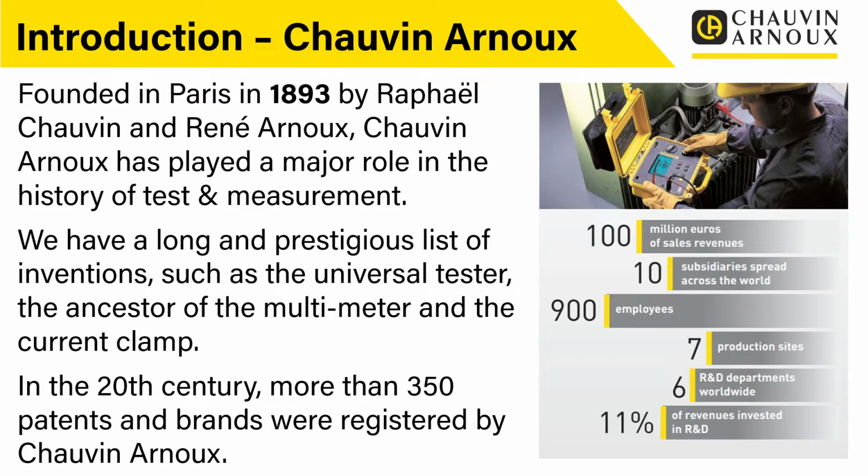To give you an idea of some of the numbers involved, we have an average annual sales revenue of around 100 million euros. We have 10 subsidiaries spread across the world, of which the UK subsidiary is one. We have 900 employees across 7 production sites and 6 R&D departments worldwide. And we're also very proud to say that we spend around 11% of our revenue on research and development, always ensuring that we get the latest and most up-to-date products within our range.